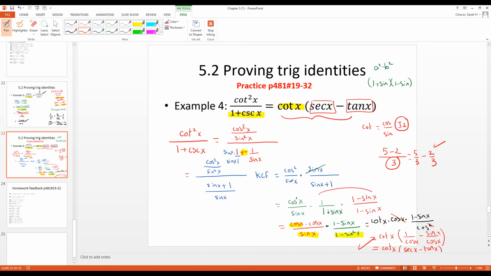Let's quickly recap what we did. We changed cotangent to cosine over sine, and cosecant is 1 over sine. We made a common denominator on the bottom. Then we had to keep, change, flip. We simplified. We saw that 1 plus sine pattern, so we multiplied it by 1 minus sine. That allowed us to simplify the cosines, and we split the fraction. And we got to prove it.